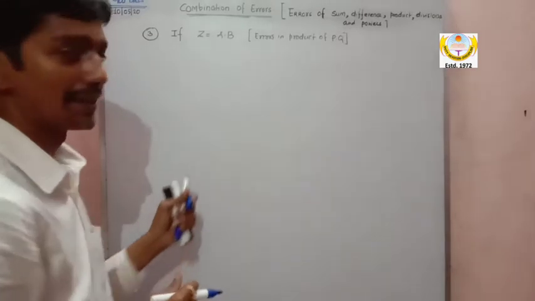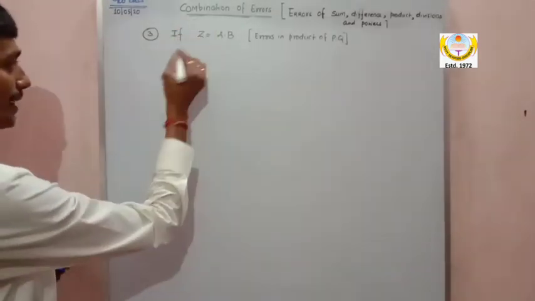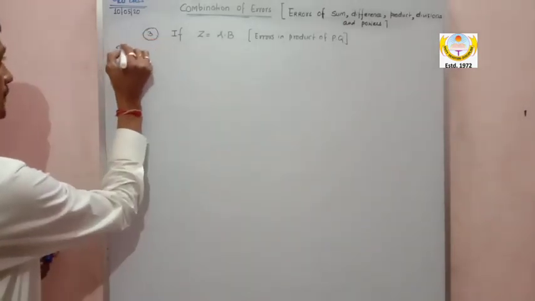Let's go to the third video, that is error in product of physical quantities. Let's start here, directly solving this.